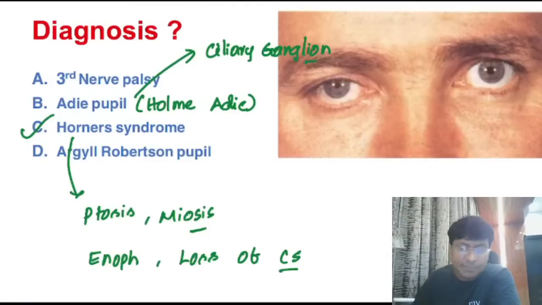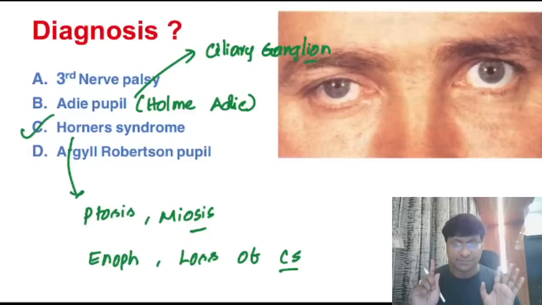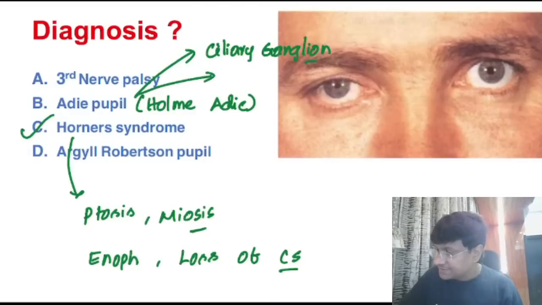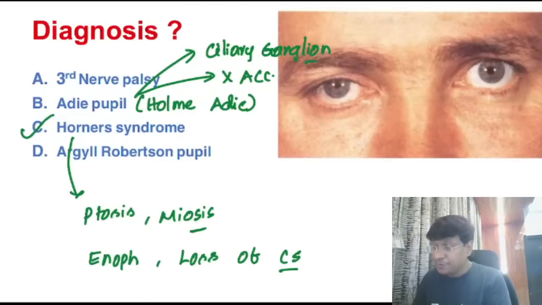Now, the point in case of Adie pupil is that there will be a dilated pupil. And in these individuals with Adie pupil, there is also disturbance of accommodation, right? How will the pupil be in Adie? It is a dilated pupil. Now you take this Argyll-Robertson pupil.